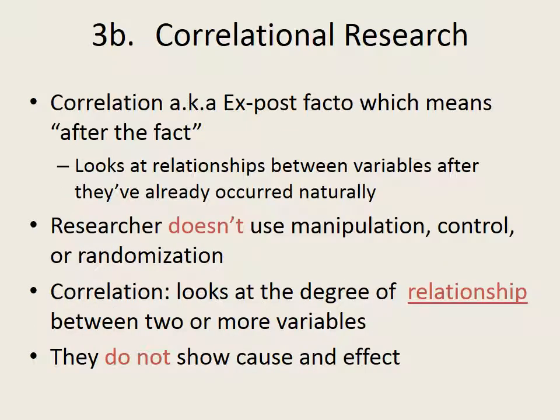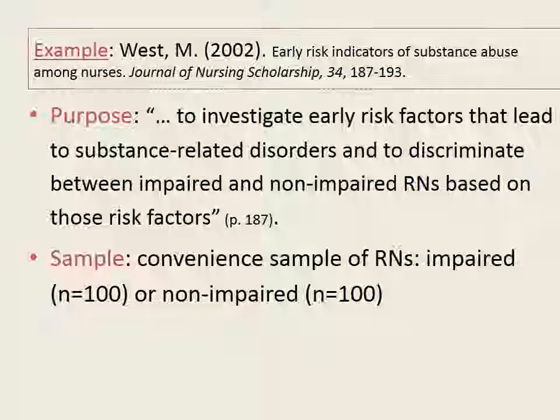Correlational research. This is after the fact. So you think of retrospective. This is looking at variables after they've already occurred. You don't manipulate, control, or randomize. This looks at the degree of relationship between two or more variables. They don't show cause and effect.